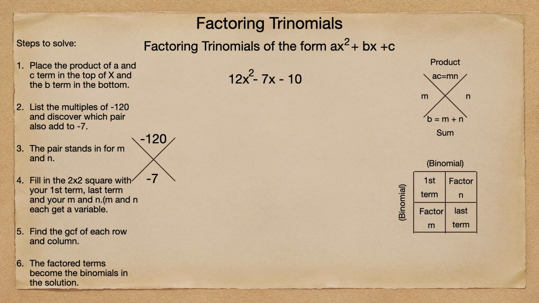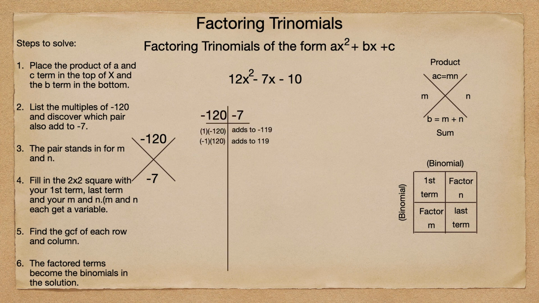We're now going to want to find out what multiplies to be negative 120 but adds to be negative 7. That's where the product is on top and the sum is on the bottom. So we want to find those two terms, which we're going to be labeling as m and n. But first, let's find out what are the multiples of negative 120.